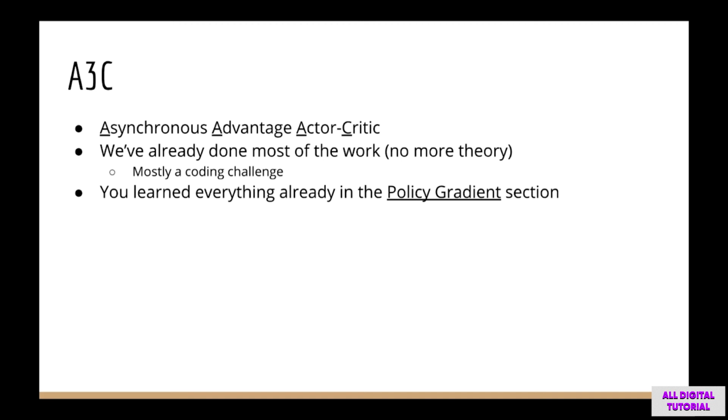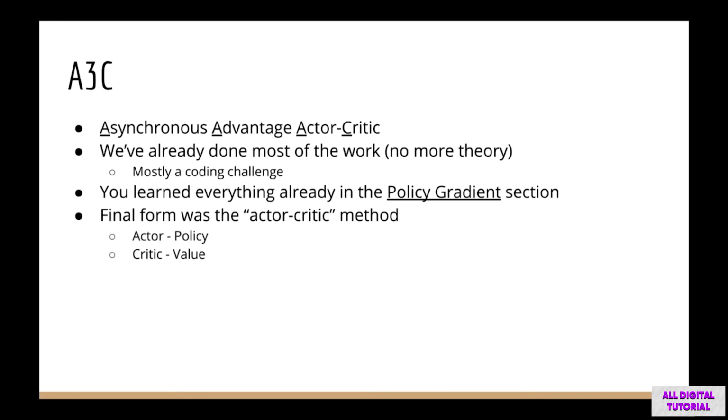As you may recall, the final form of the policy gradient algorithm we used was called actor critic, where the actor was a neural network that parameterized the policy, and the critic was another neural network that parameterized the value function. The advantage is just the term we use to measure the difference between the actual return at state S and the value at state S. In other words, it's how much better the action we took is relative to what we currently believe the value is. So now we know where the terms advantage and actor critic come from.